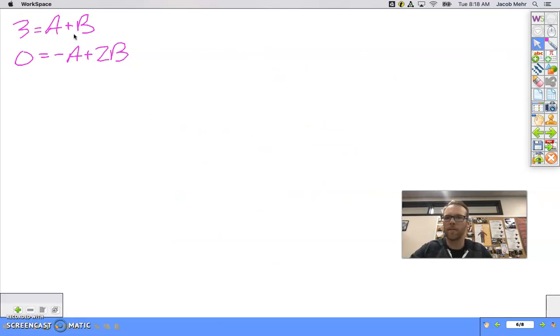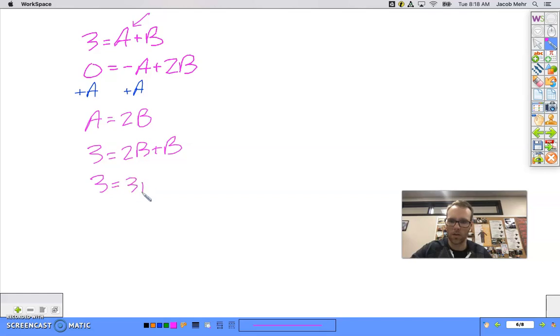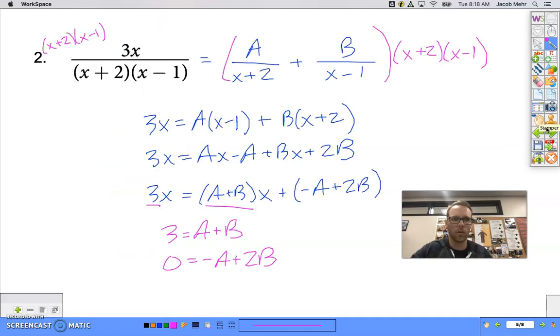Let me slide over here. Let's see, what do I want to use to solve this one? Let's solve this one by substitution. Let's take that bottom equation, let's add a on both sides. That gives us a equals 2b. I'm going to substitute that into the top equation right there for that a. So I have 3 equals 2b plus b. 3 equals 3b. B is 1, and if b is 1, a is 2.